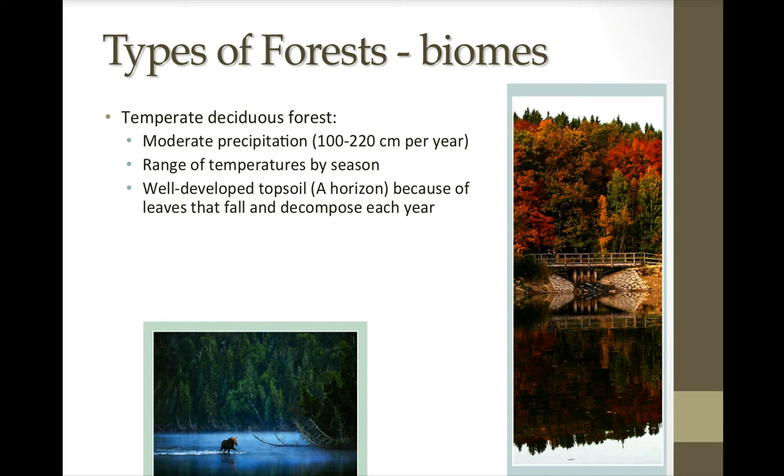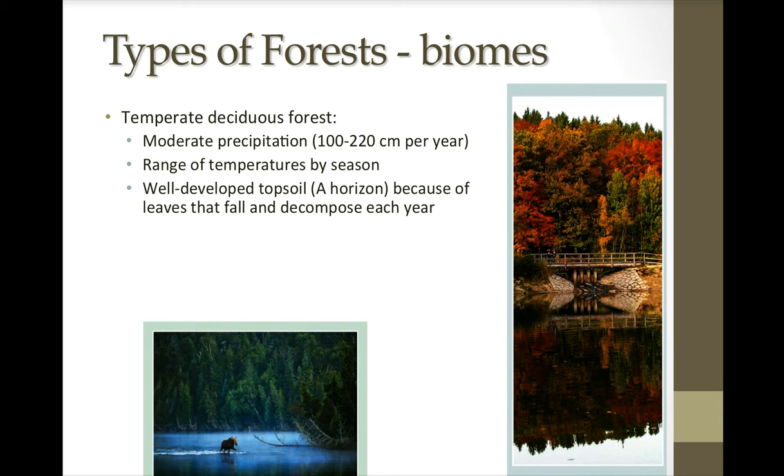And these forests, temperate deciduous forests, have a well-developed topsoil, or horizon, because as the leaves fall every year and decompose, the nutrients from those leaves soak back into the soil, and so we get this very nice thick layer of topsoil, which is a mixture of organic material and sand, silt, and clay. Temperate deciduous forests are great forests for growing things.